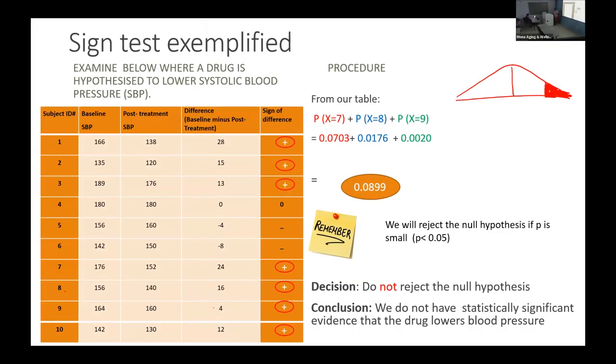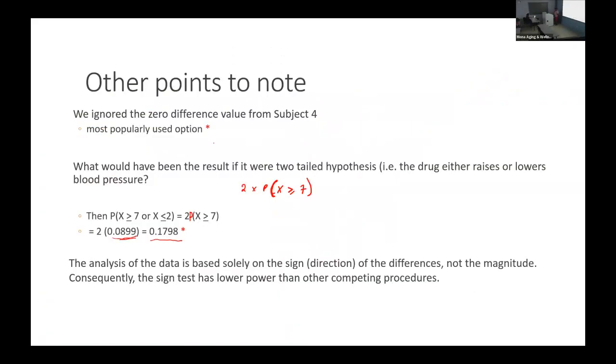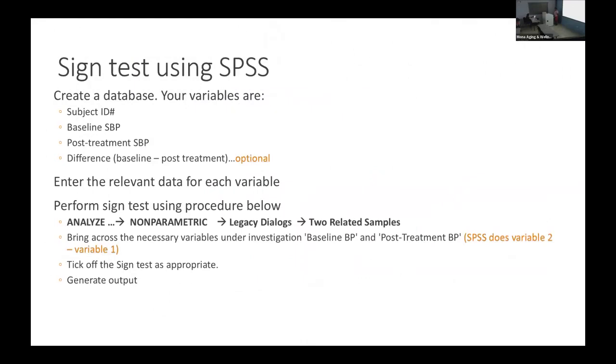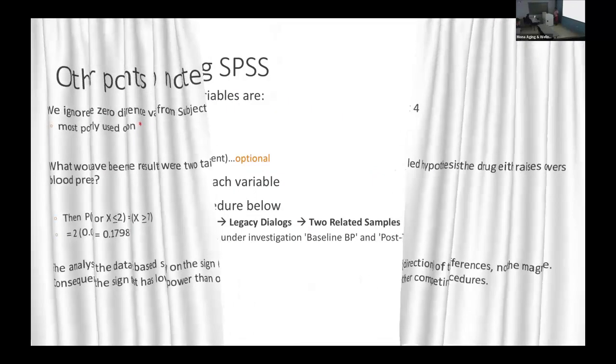So a difference of 16 and a difference of 4 are considered the same way. They're considered on the same level. Even a difference of 28 is still considered the same as a difference of 4 because you just look at it as a positive sign. So the magnitude of the difference is not considered at all when you do this sign test approach. So that's just us doing it by hand.